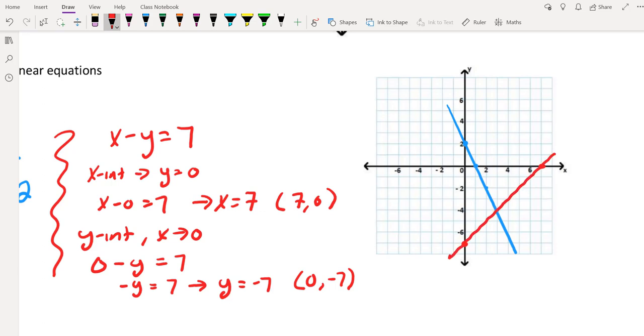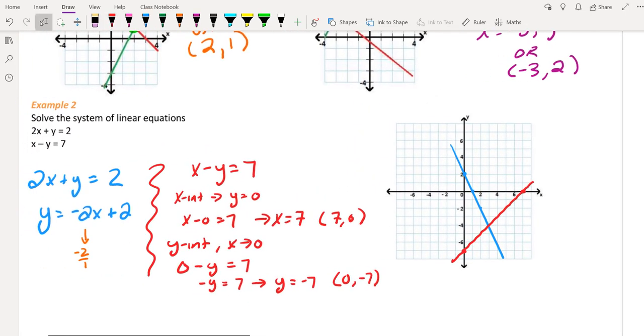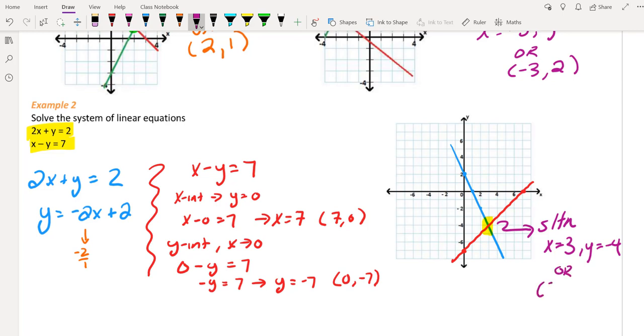Right. So what is the solution to this system here? It's when they're both equal to each other. So they're both equal to each other at this intersection point. The solution, that's my notation for shorthand for solution, is when x is equal to 3 and y is equal to negative 4. So the solution is, in coordinate form, 3, negative 4.